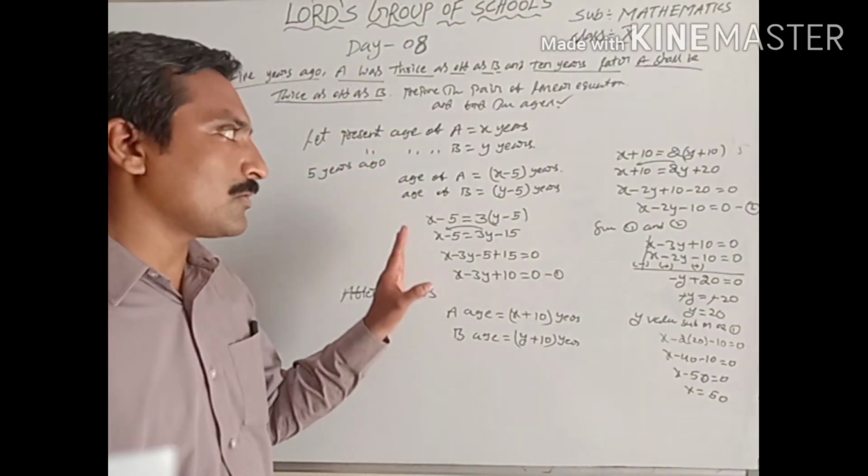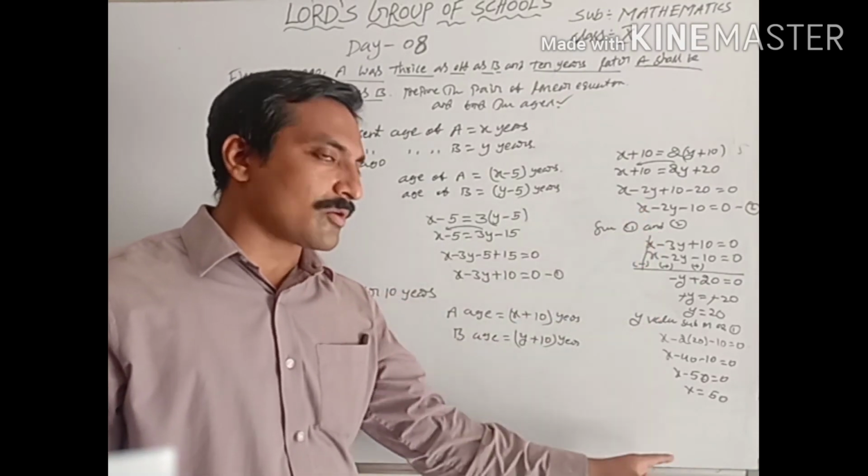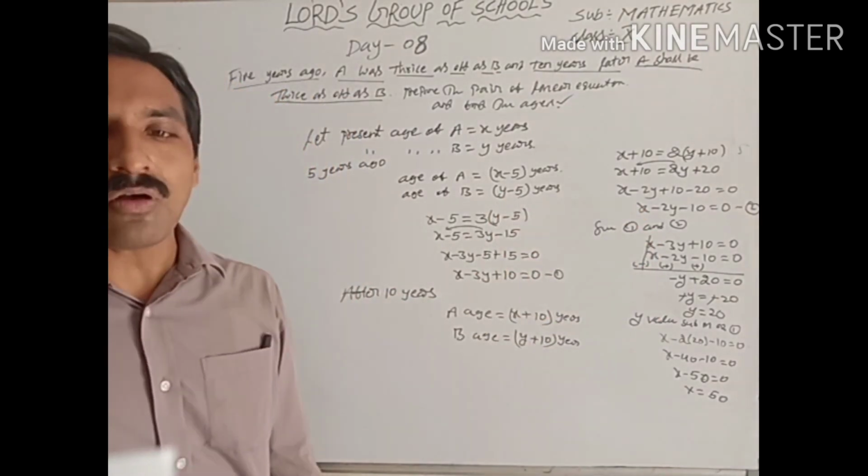In this model, when you are asked a question, preparing a pair of linear equations is enough. If you want to find the ages, you have to proceed like that.